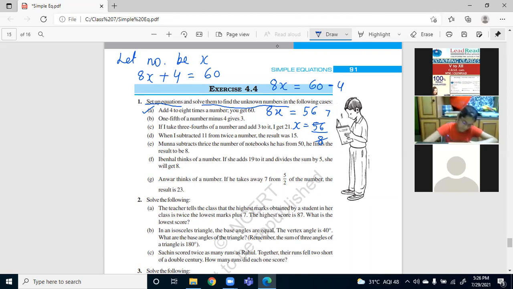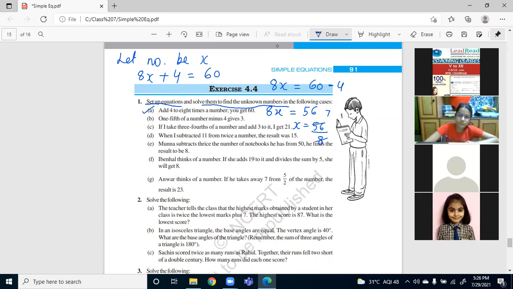We are doing question number 1 of exercise 4.4. Its solution is written on the screen. Ma'am, I have taken a screenshot. Okay, good. Done, ma'am. Okay, so let's start from the B part.